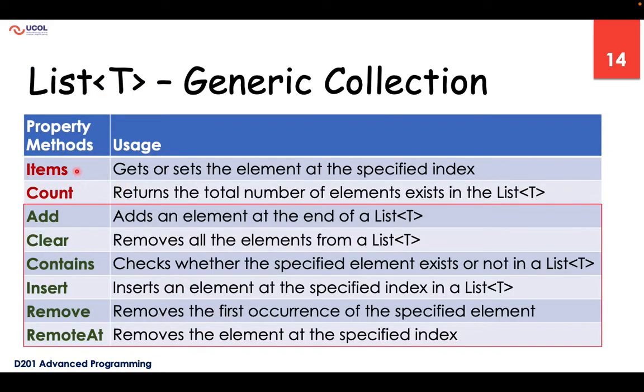Again, we have the same items: Item gets or sets the element at a specific index value. Count returns the total number of elements present, the same as for the ArrayList. We have Add, Clear, Contains, Insert, Remove. They have exactly the same meaning, except that we are talking about the generic type. So whatever that particular element is, it will be removed, added or cleared, and Contains can check for it. We can get all those values.